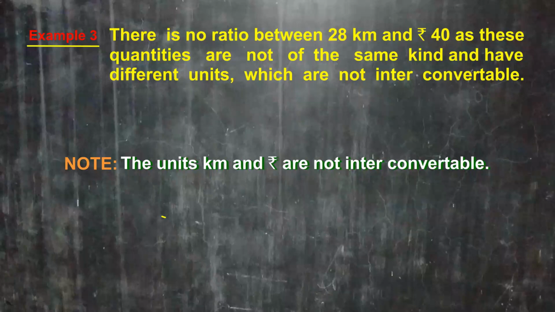Example 3. There is no ratio between 28 km and rupees 40, as these quantities are not of the same kind and have different units, which are not interconvertible. Note that the units kilometer and rupees are not interconvertible.